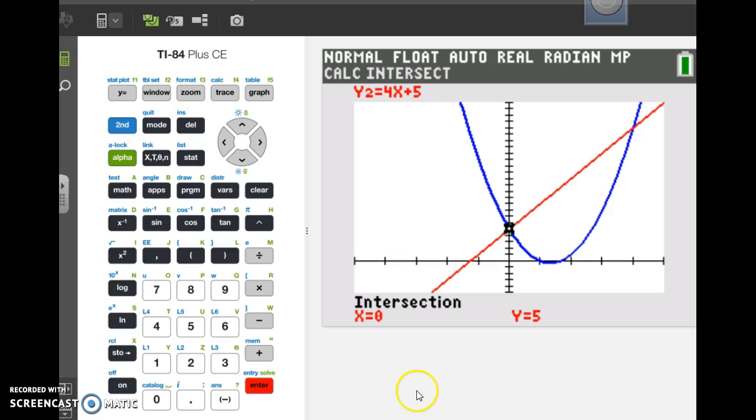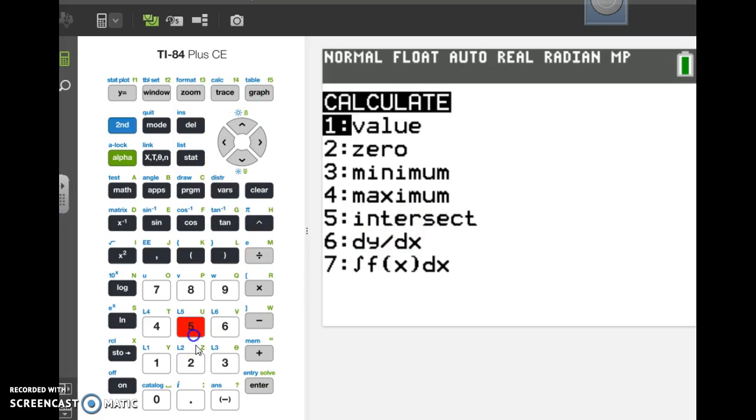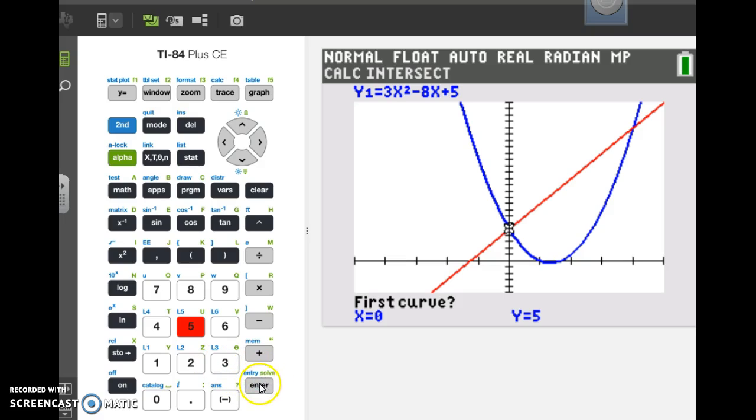I can see that. Now, how do I get this point up here? Well, I do the same thing. Second, calculate, intersect, number 5. All right, yes, I want to use the blue one. Yes, I want to use the red one. When I get to the guess one, I want to use my left and right arrow keys. So I'm just going to use my right arrow key to get it somewhere near to where those actually intersect. So when you get to the guess screen, that's where you rearrange so that you know where it is. Okay, so about there, that looks pretty close. Press enter again, and there's my other intersection of 4, 21.